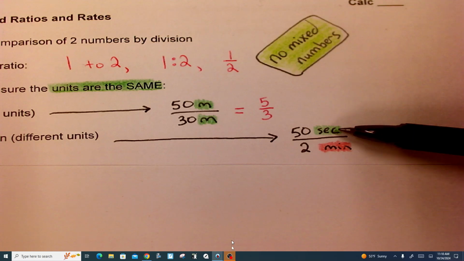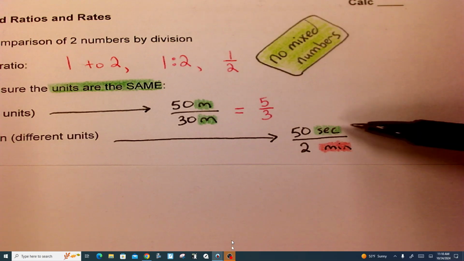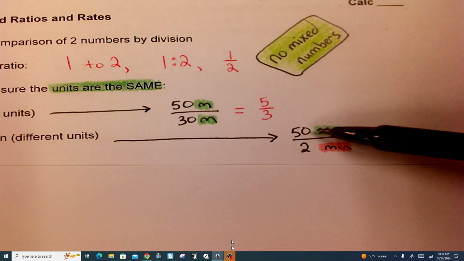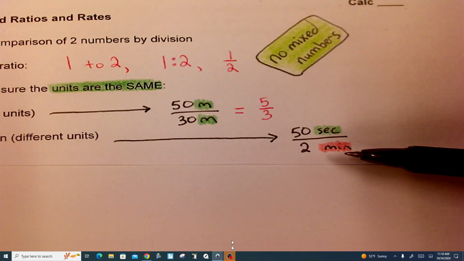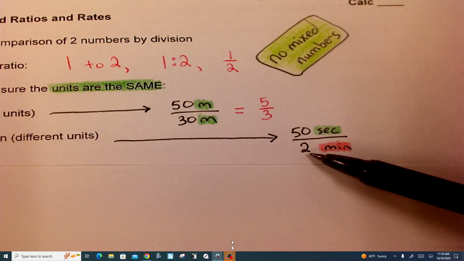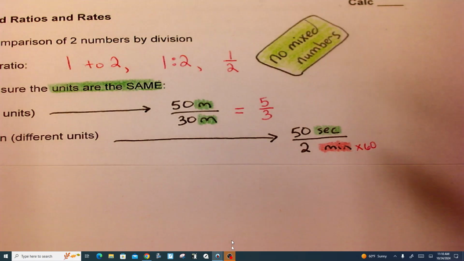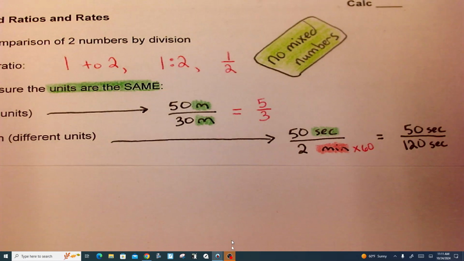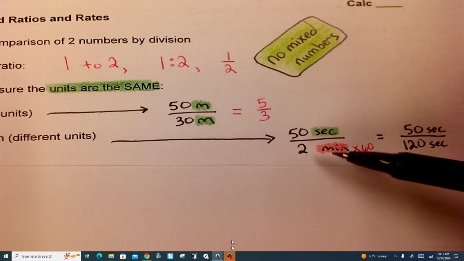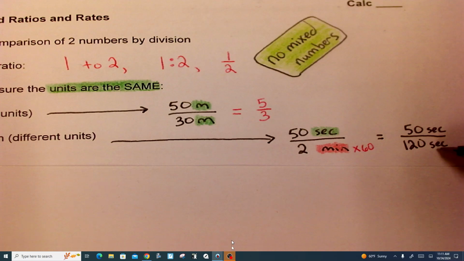You ask yourself, can I make 50 seconds into minutes? Well, it's 60 seconds to make 1 minute, and this is less than 60, so that would be kind of difficult. We'd have to make a fraction. I don't know if I want to do that. But how many seconds are in 1 minute? I'm hoping you go 60 seconds. So there's 2 minutes, and each one has 60 seconds, so 2 times 60 would get us 120 seconds. So this 2 minutes we've turned into 120 seconds, so the units will be the same.